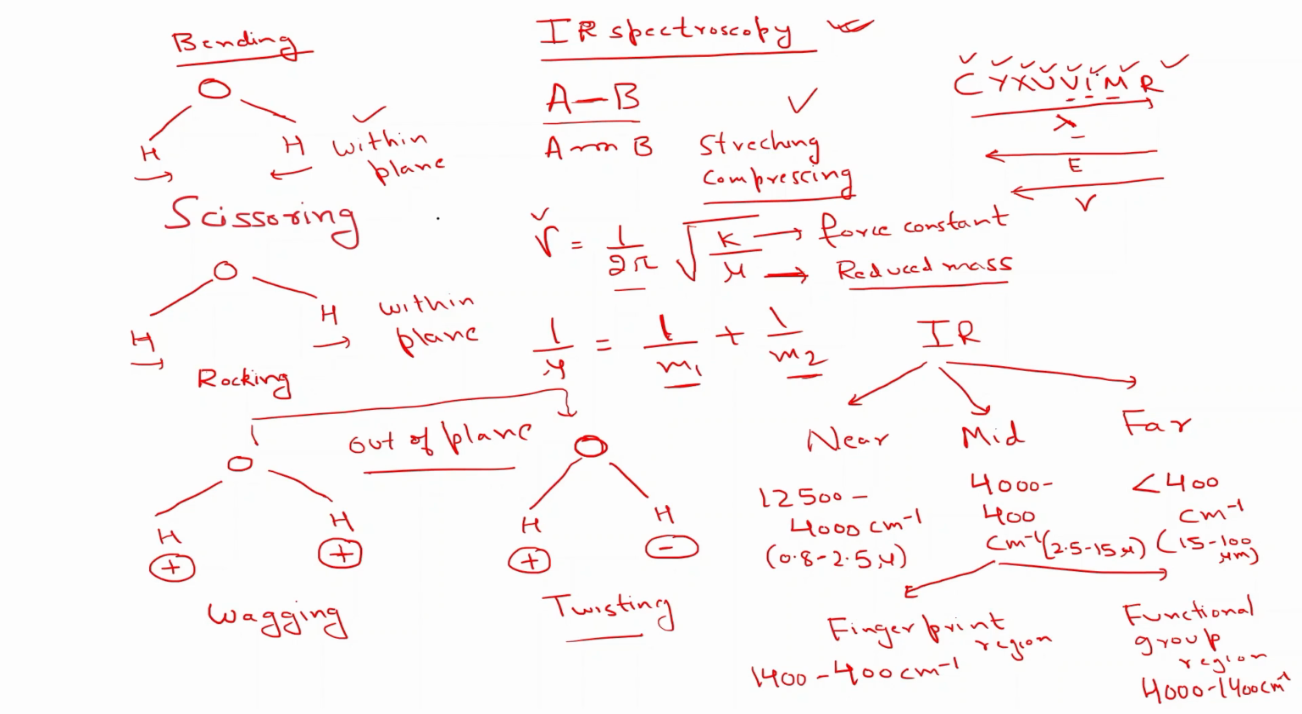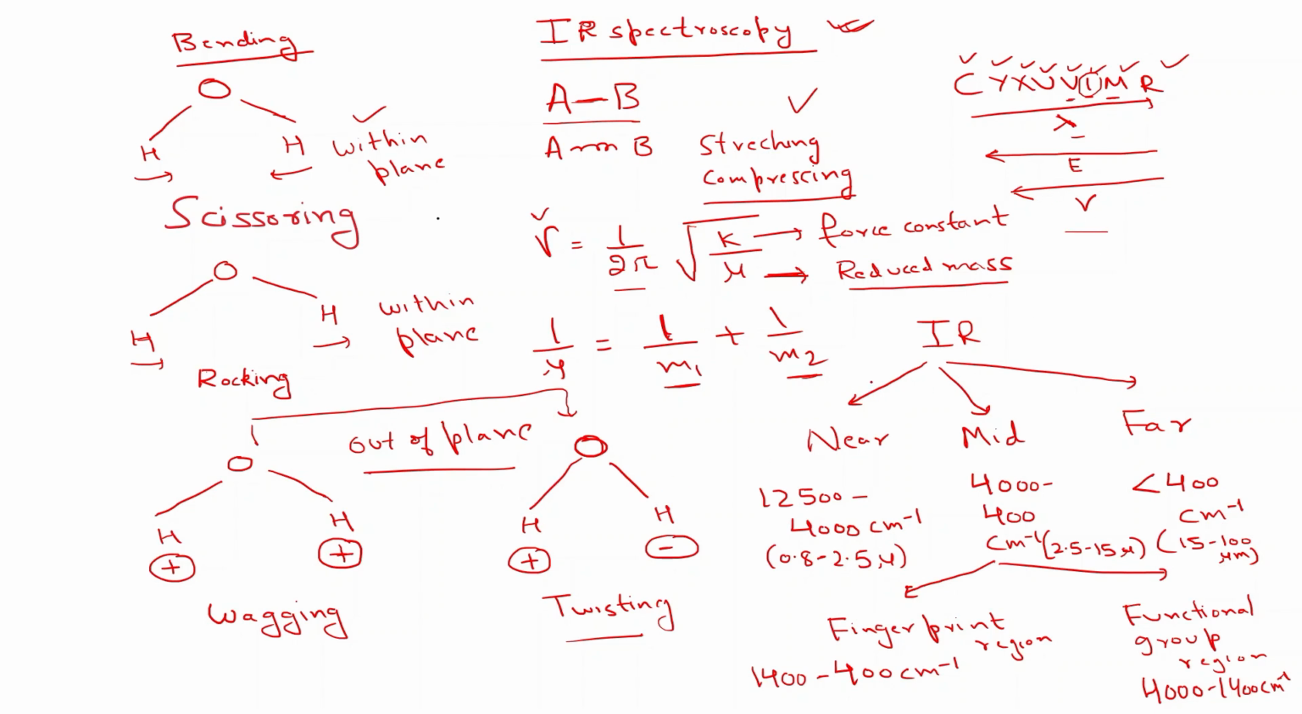And this is the IR frequency which we are targeting in this type of spectroscopy. In terms of energy and frequency, IR radiation has higher energy and frequency as compared to microwave, but lower energy and frequency as compared to the visible region. So that we can see here.